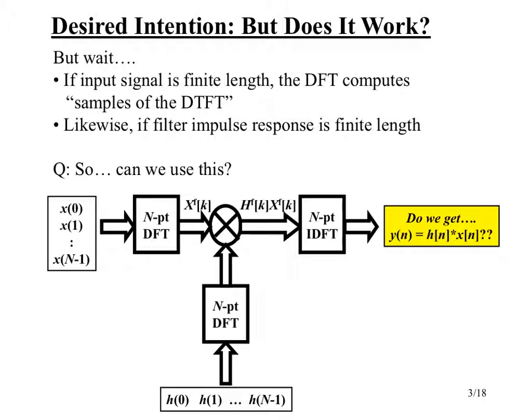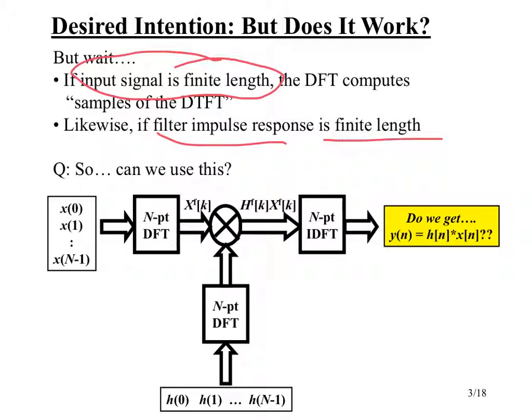We can only do that if the input signal is going to be finite length, which, in the real world, all input signals are. They start and stop someplace. You just may not know when they're going to start and when they're going to stop. But in principle, they're all finite length. So in principle, we could compute the DFT of the input. And likewise, if we limit ourselves to FIR filters, then our filter impulse response is finite length.